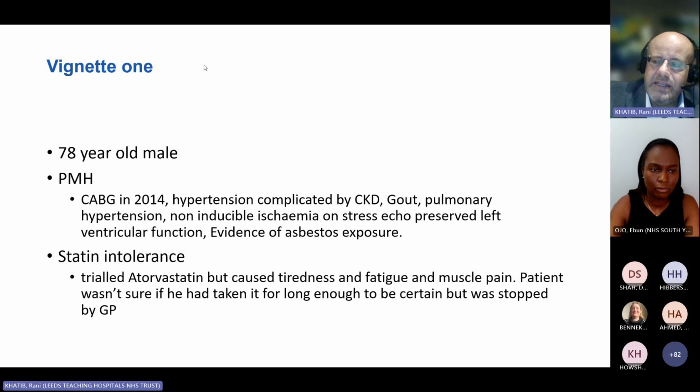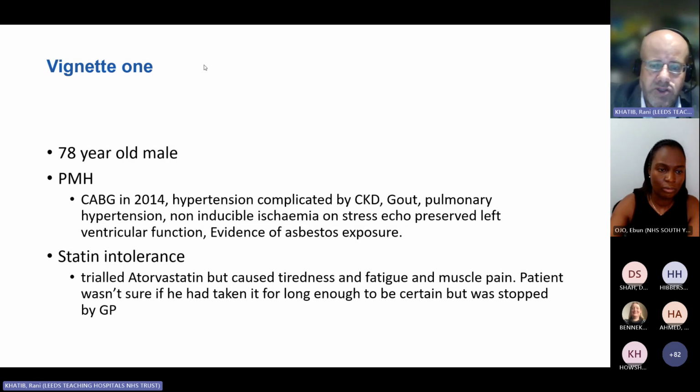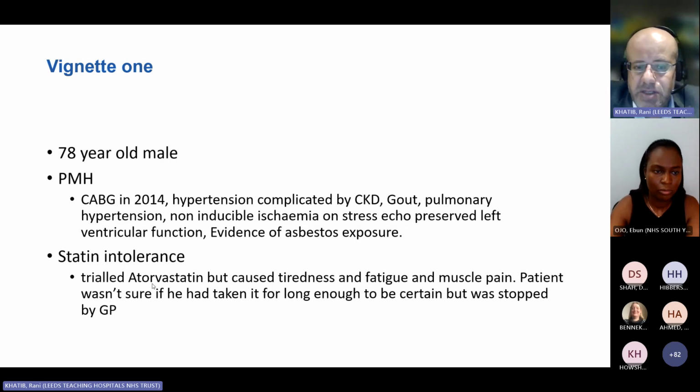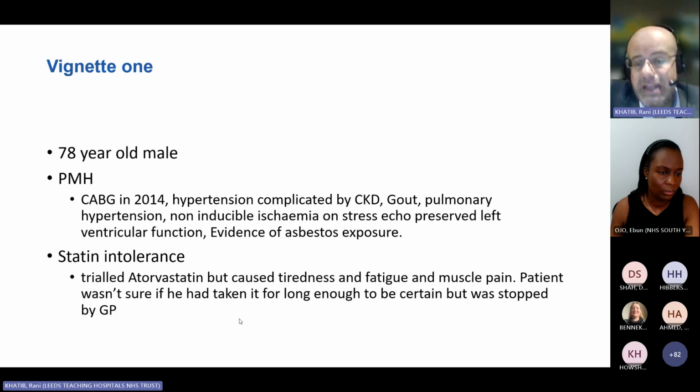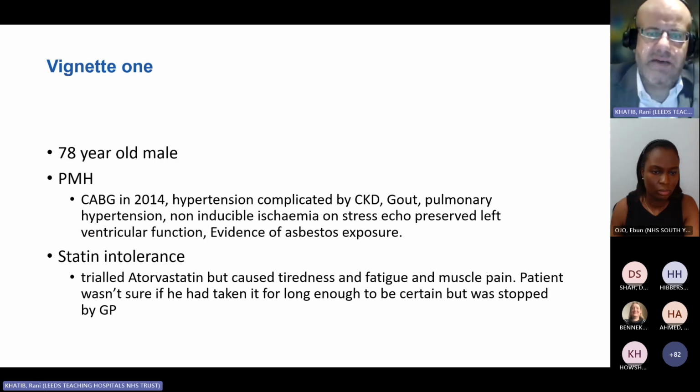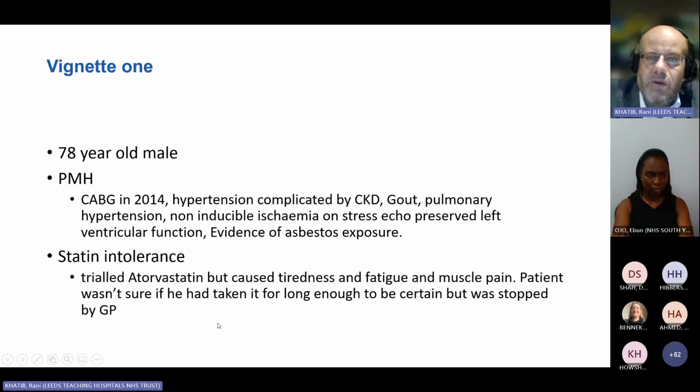Did they have any de-challenge, re-challenge at all when they tried it? In this case, this patient trialed atorvastatin, which caused him tiredness and fatigue and muscle pain. He wasn't sure if he had taken it for long enough to be certain, but it was stopped by the GP. So clearly, the clinician who dealt with this patient had a low threshold of labeling him as statin intolerant. This was an easy case that I've selected for you just to show you what we've done.